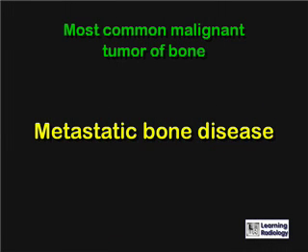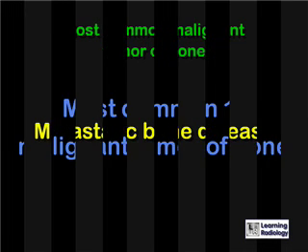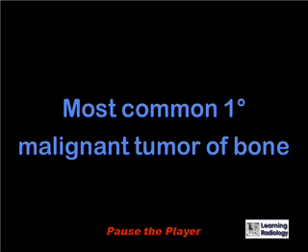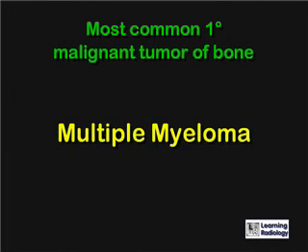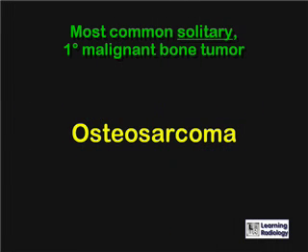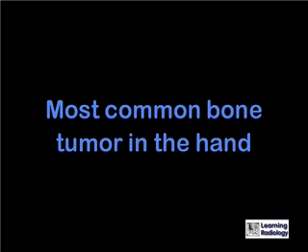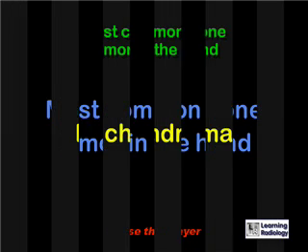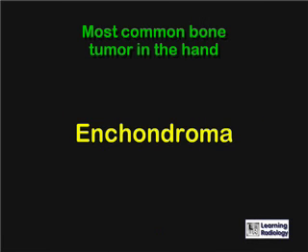Metastatic bone disease. What is the most common primary malignant tumor of bone? Multiple myeloma. What is the most common solitary primary malignant tumor of bone? An osteosarcoma. What is the most common bone tumor in the hand? An enchondroma.